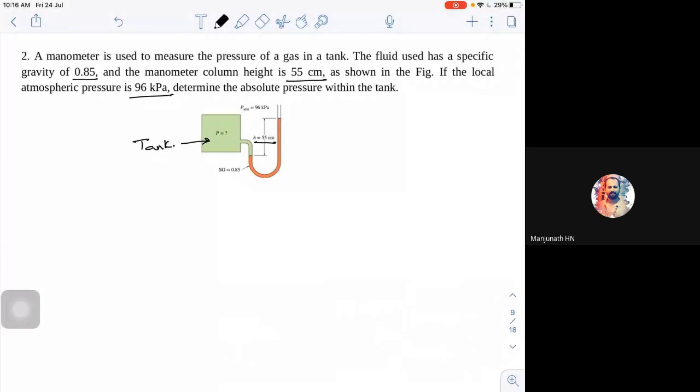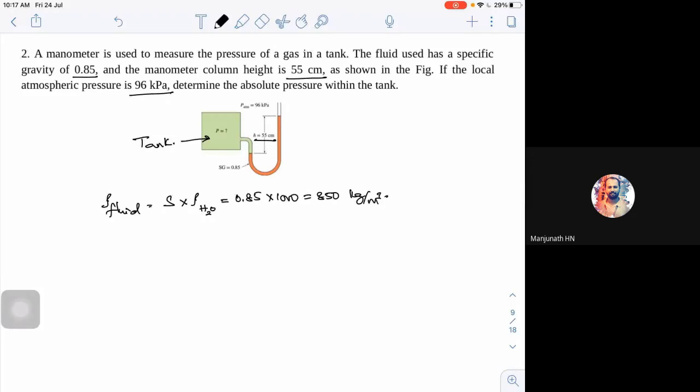Okay, so what will be the equation? If at any given point I want to calculate the density of the given fluid, it is the specific gravity of that given fluid times the density of the standard fluid, which is your water. So if it is 0.85 into 1000, I'll be getting 850 kg per meter cube.